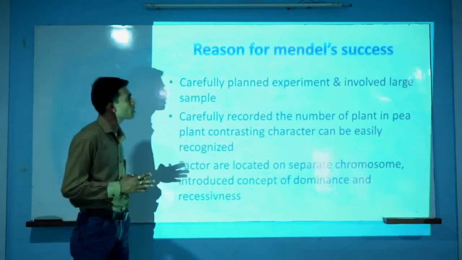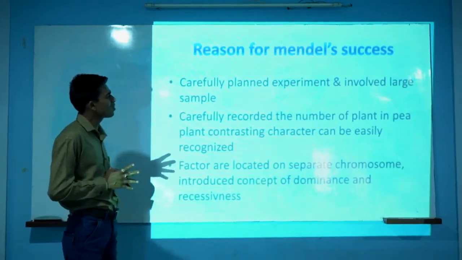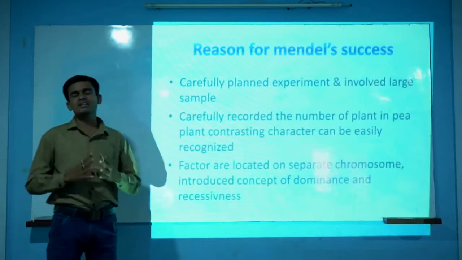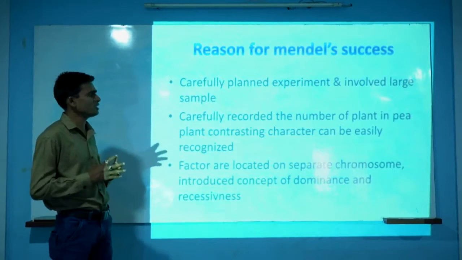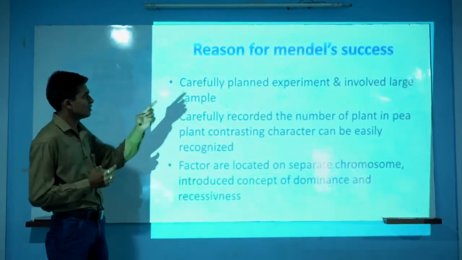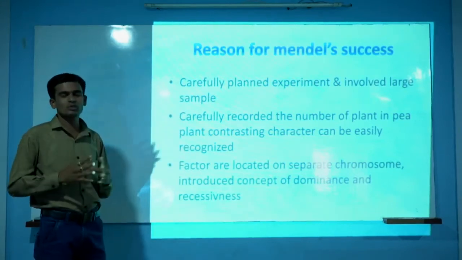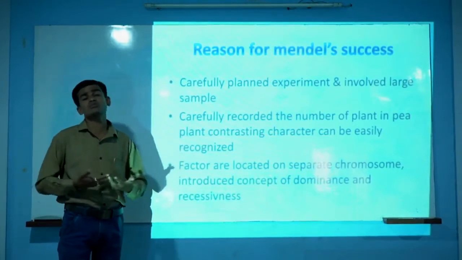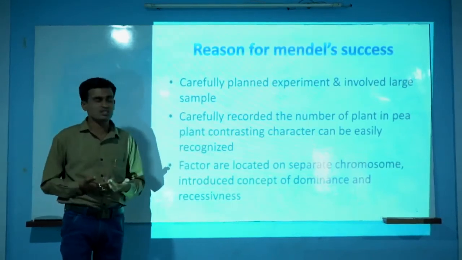The reasons for Mendelian success: first, carefully planned experiments involving a large number of samples. Mendel conducted experiments on garden pea plants and observed carefully; because of his keen observations, his success came. Mendel cultivated a large number of plants in his garden, giving more chance for the expression of the characters. With many plants, there are more chances.